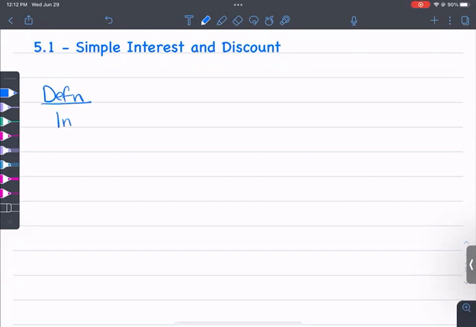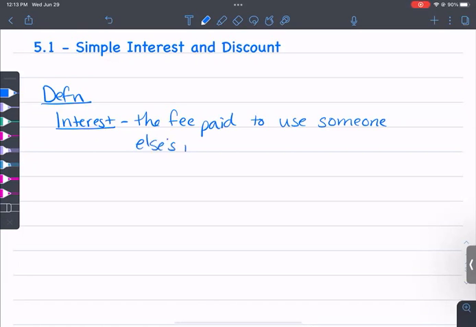Our first definition is interest. Interest is defined as the fee paid to use someone else's money. Now, this someone else could be a bank, could be a person. Anytime someone charges you a fee to borrow their money, you're talking about interest.